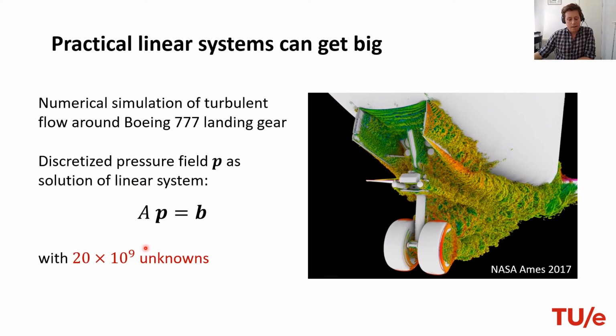Now, this system has about 20 times 10 to the power 9 unknowns for this specific case. So this means that in every point in the discretized domain, we have to compute the pressure in that specific point, which leads to a very, very huge amount of points where we need to compute this pressure. And all these equations are interlinked, which leads to a dense and very large linear system that we need to solve. So these systems can really get very, very big.